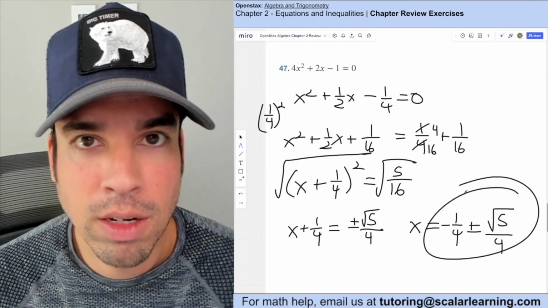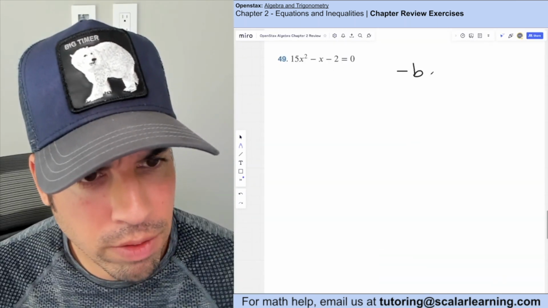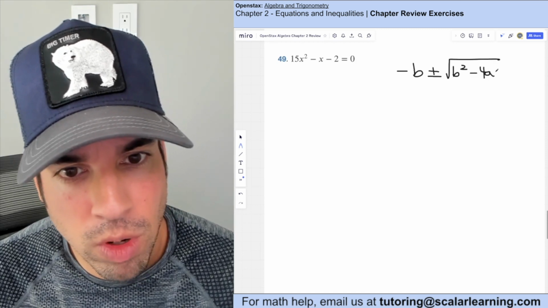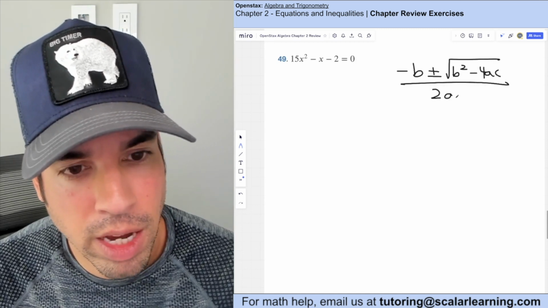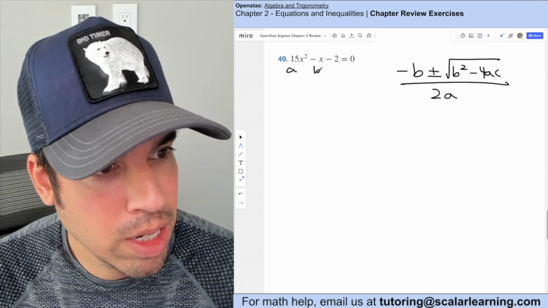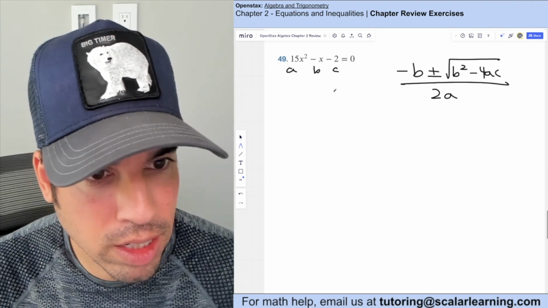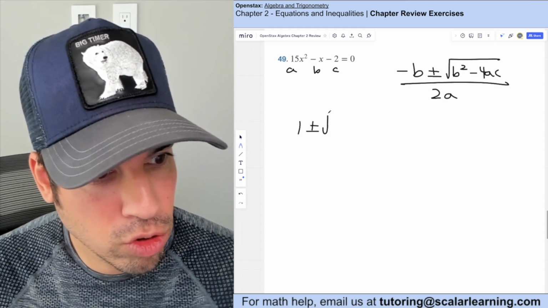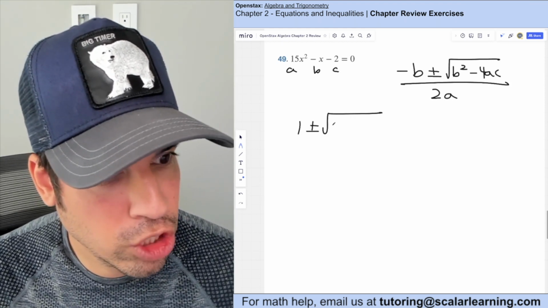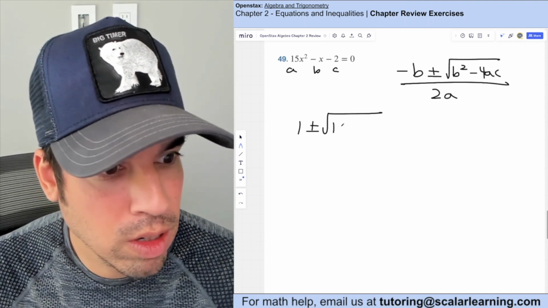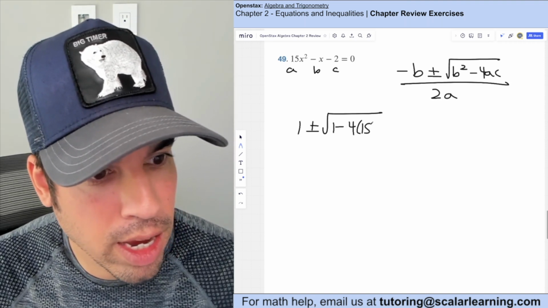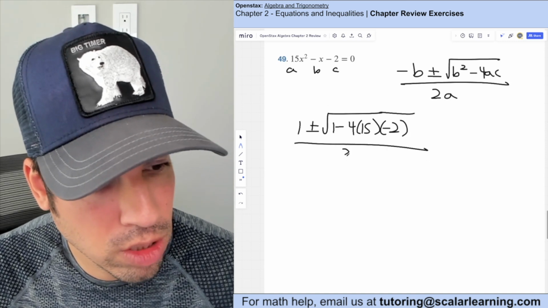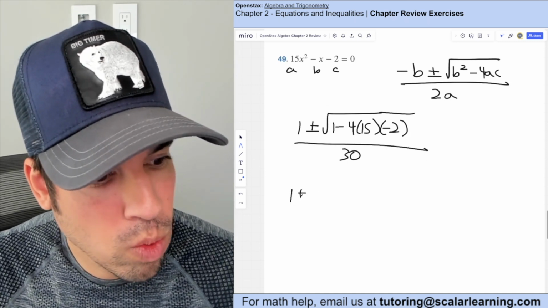Boom, done. Here we're going to solve using the quadratic formula, which is negative b plus or minus the square root of b squared minus 4ac all over 2a, where this is a, b, which is negative 1, and c, which is negative 2. So we got negative 1, which is 1, plus or minus the square root of b squared, which is negative 1 squared, which is just 1, minus 4a and c all over 2 times 15, which is 30. Okay, so then we got 1 plus or minus.